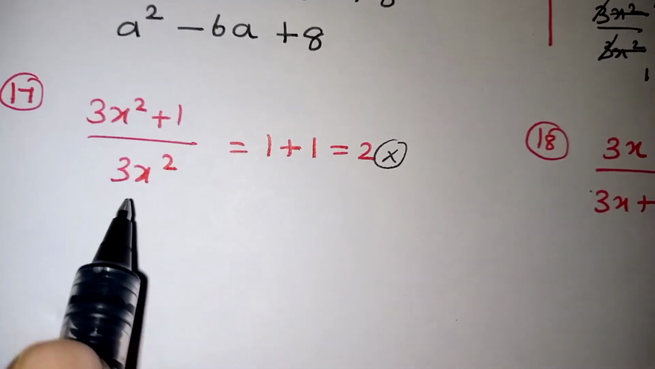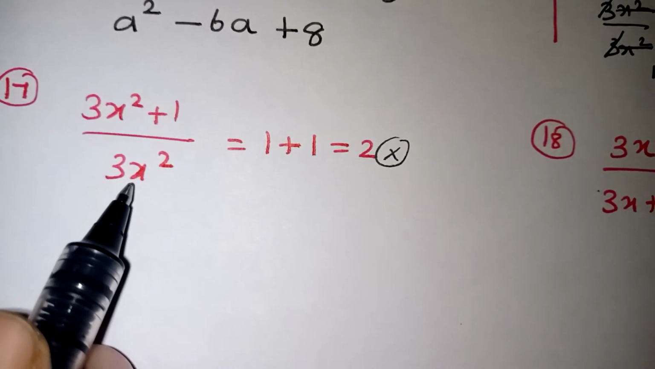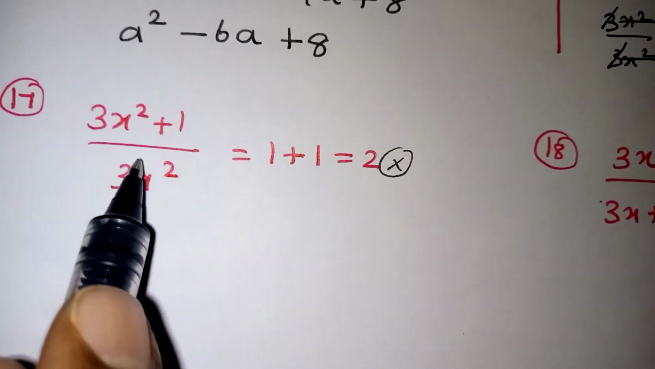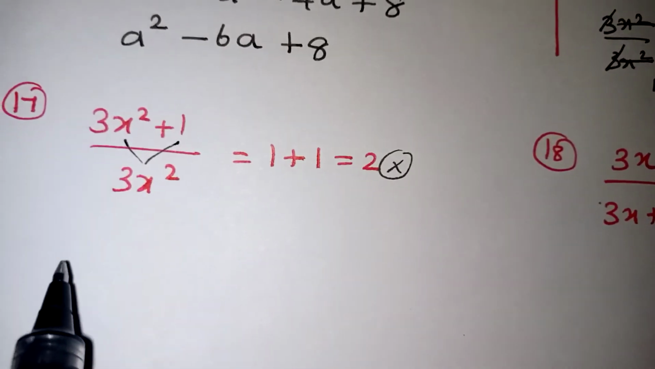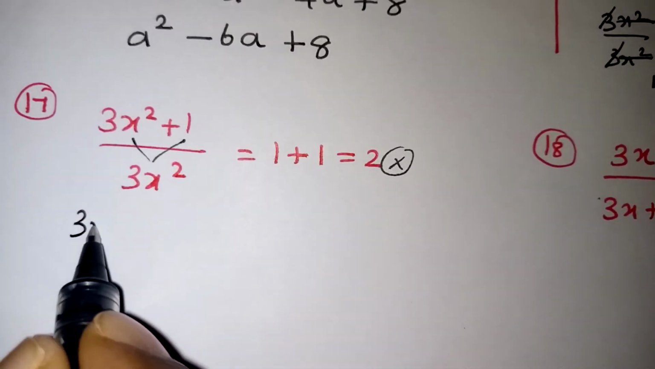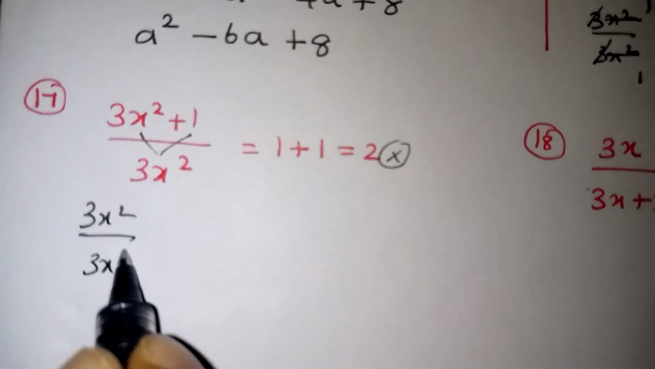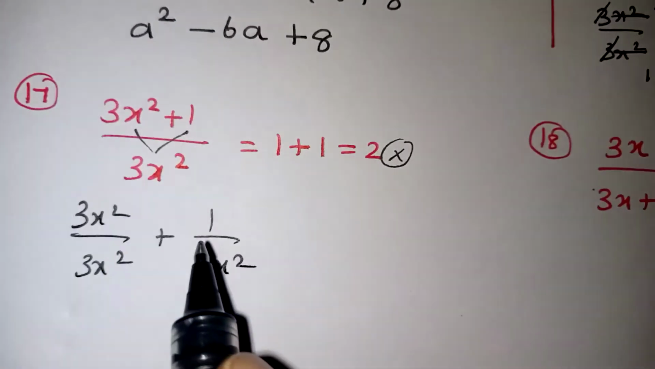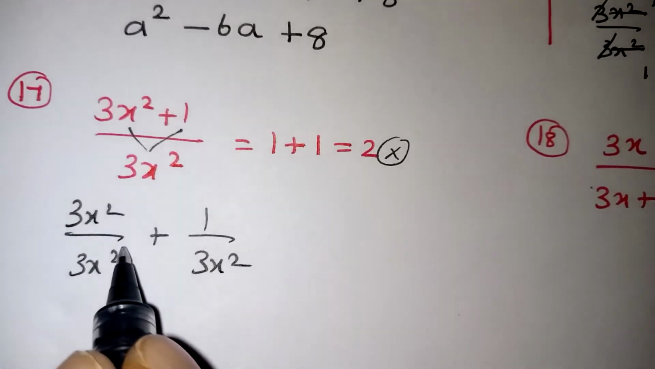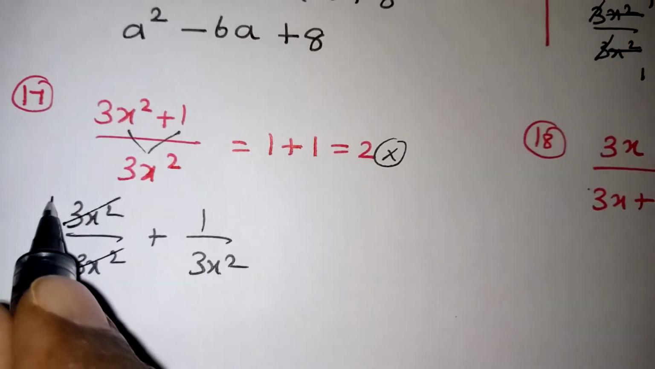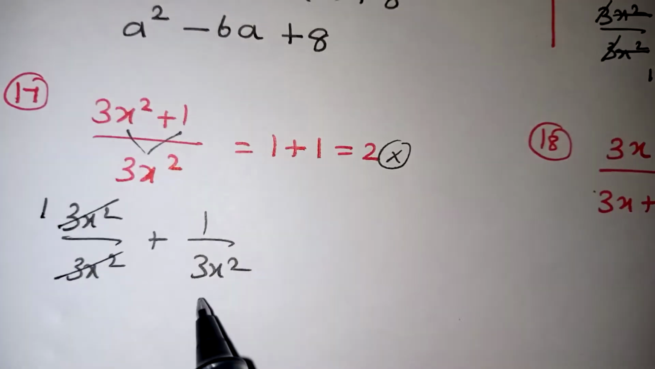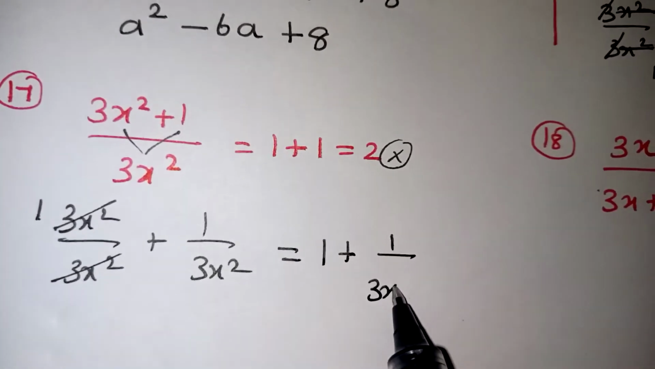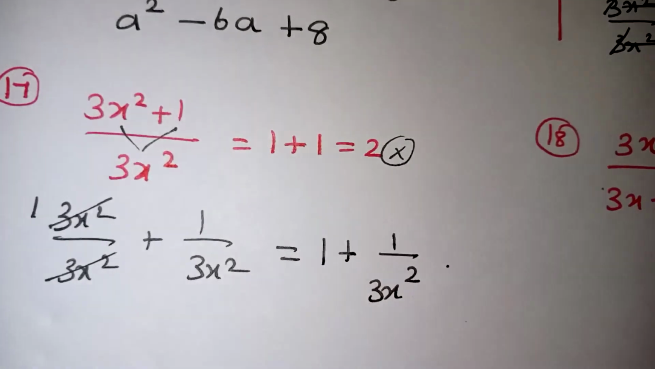What does it mean? 3x squared, which is the denominator, is common for the terms given in the numerator. This is common for this as well as for this. So we have to write like this: 3x squared by 3x squared plus 1 by 3x squared. Like this we have to split first. After the splitting only we can cancel. This 3x squared will get cancelled, the answer is 1. This one we can't do anything. So 1 plus 1 by 3x squared is the correct answer. This one we cannot write.